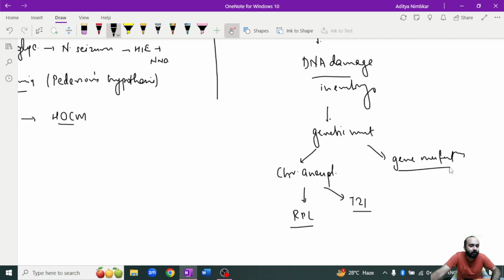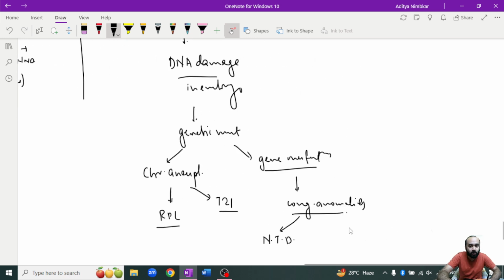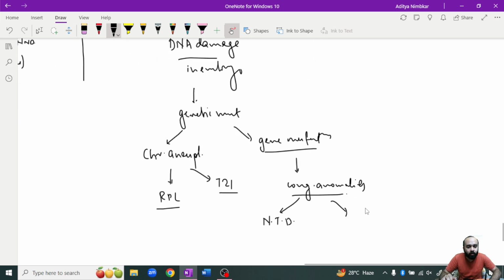The worst part is if there are genetic mutations that lead to congenital anomalies. Now, these anomalies will not kill the fetus, it will not lead to abortion. This baby will be carried till term. And the most important ones are neural tube defects. Sacral agenesis, or caudal regression syndrome, is the most common. And very important are cardiac defects.